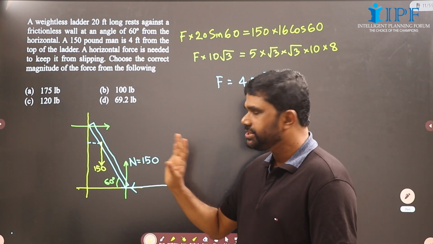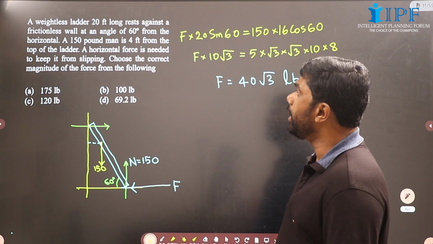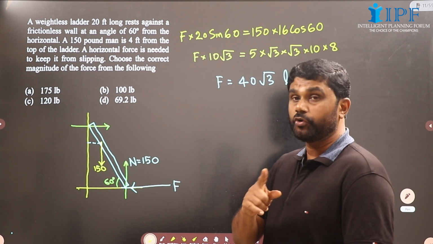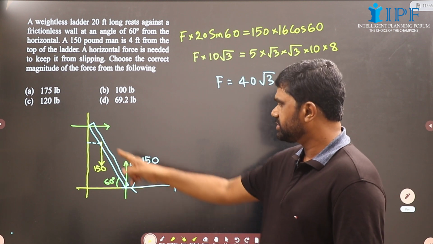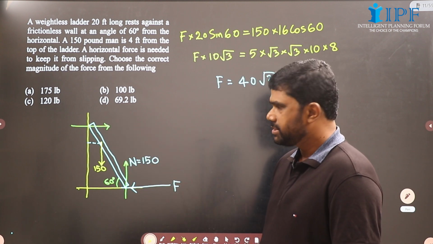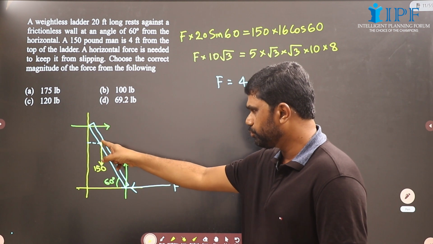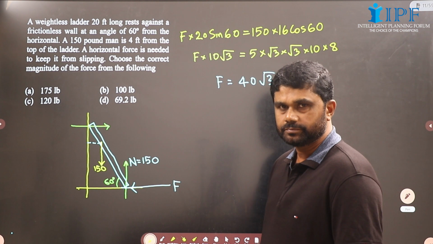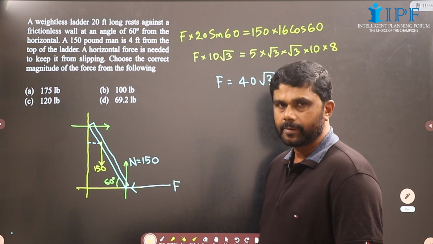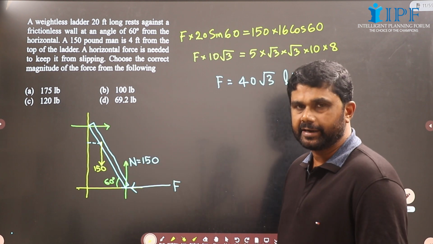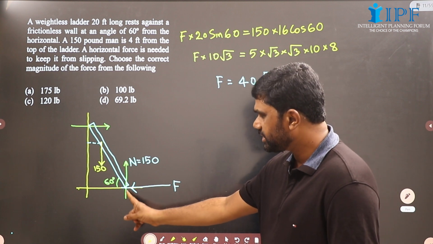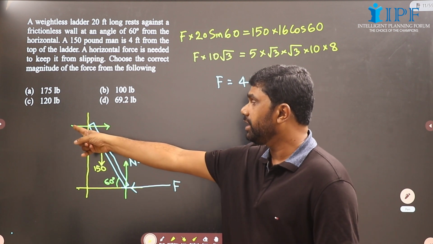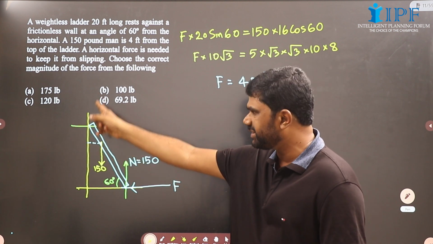Now see, the ladder is in equilibrium. There is a man weighing 150 pounds at a distance of 4 feet from the top. The total length is 20 feet, and from the top to here is where the man is standing, and his weight is 150 pounds, acting vertically down. That is one force acting on the ladder. Then the normal reaction exerted by the floor, and the horizontal normal reaction exerted by the wall.